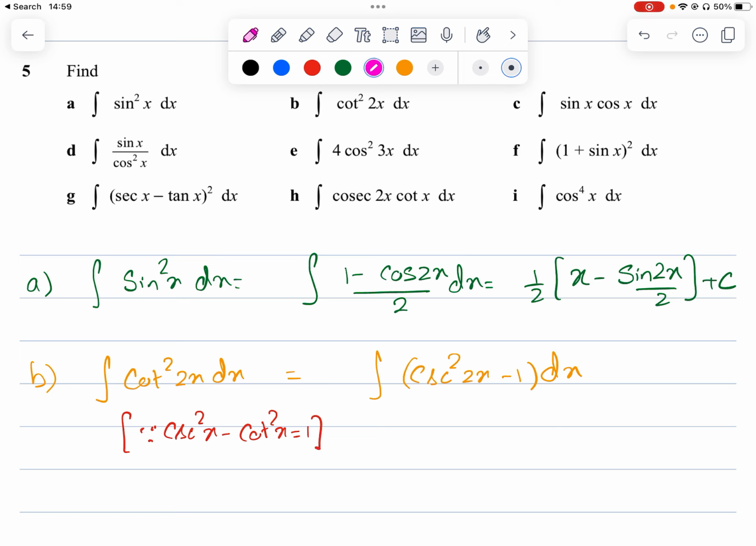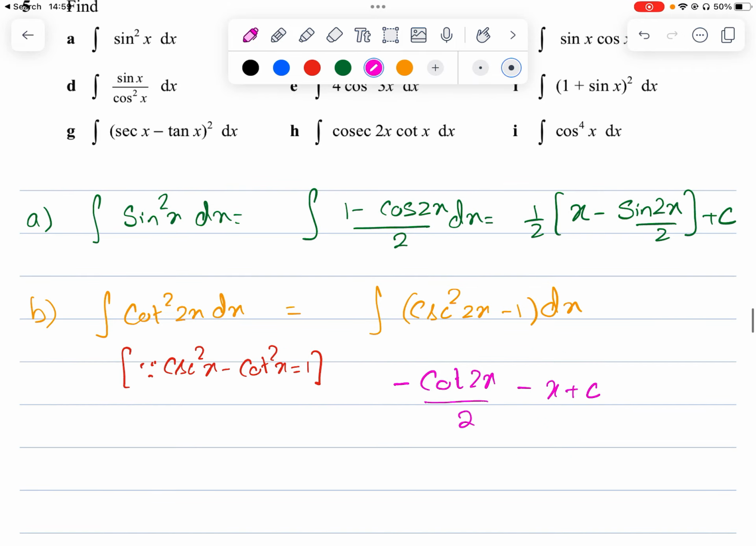now cosecant square 2x integral is minus cot 2x. Don't forget to divide by 2. Minus 1 integral is x, plus c.